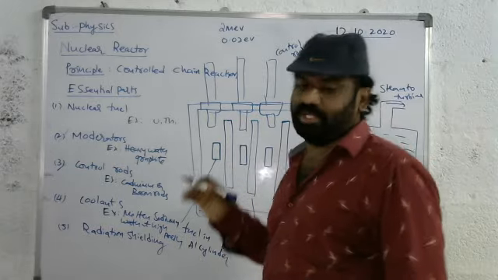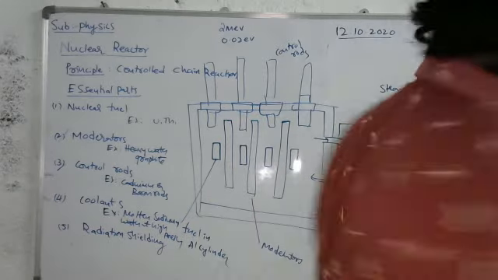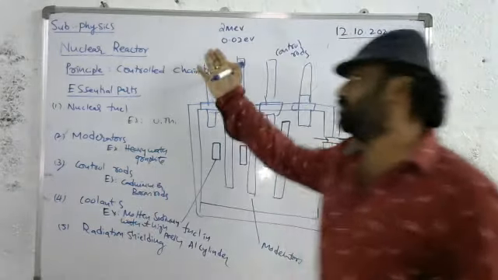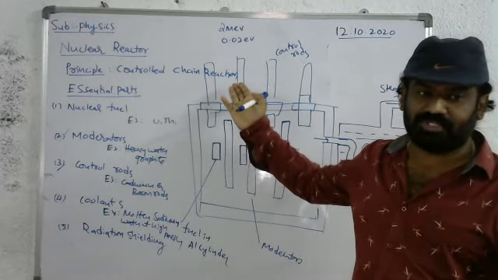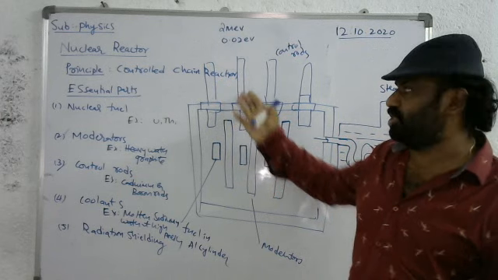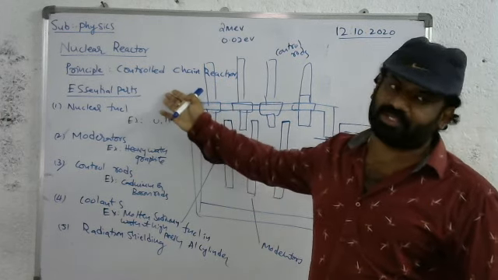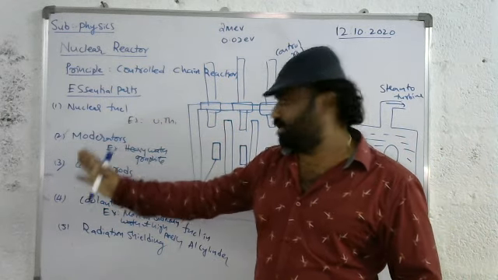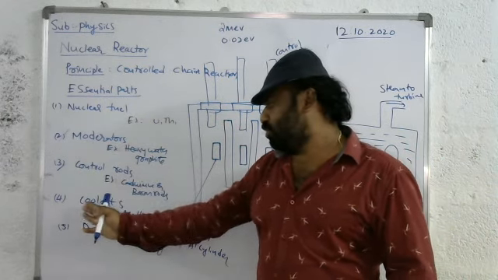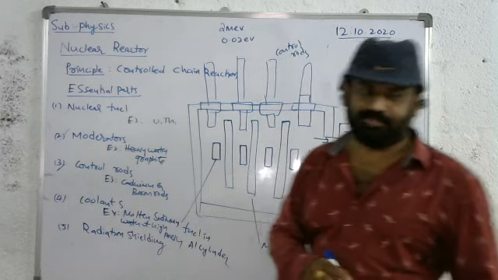So this is a nuclear reactor. I can explain once again. Listen carefully. What is a nuclear reactor? A nuclear reactor works on the principle of controlled chain reaction. The essential parts are nuclear fuel, moderators, control rods, coolants, and radiation shielding.